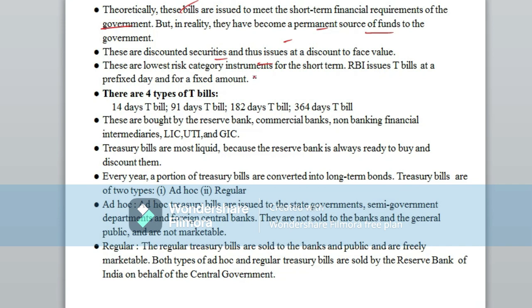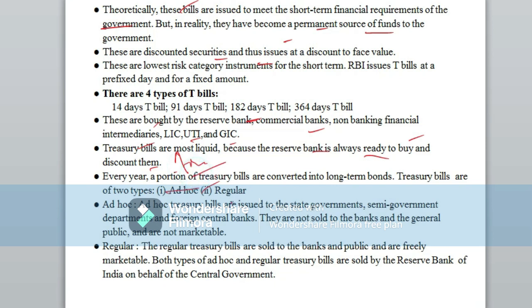So until the fixed money deposit matures, treasury bills work. There are four kinds of treasury bills: 14-day T-bill, 91-day, 182-day and 364-day T-bills. These are bought by the Reserve Bank of India, commercial banks, and non-banking financial intermediaries such as LIC, UTI and GIC. Then the bank is ready to buy and discount them. They are of two types: ad hoc and regular.